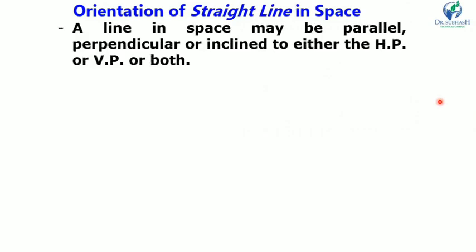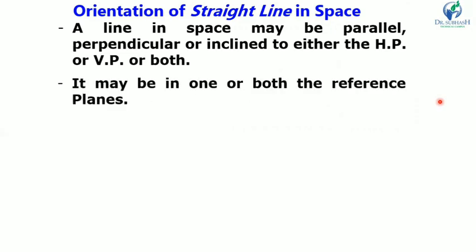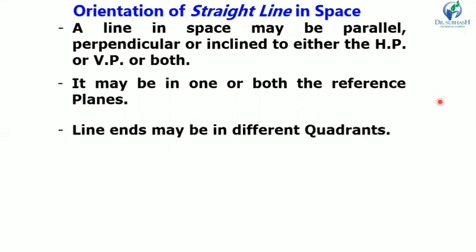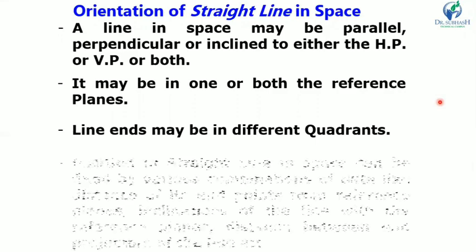Now, orientation of a straight line in space. A line in space may be parallel, perpendicular or inclined to either the HP or VP or both. It may be in one or both of the reference planes, and the line ends may be in different quadrants. It may be in the first quadrant, the second, the third, or the fourth quadrant.